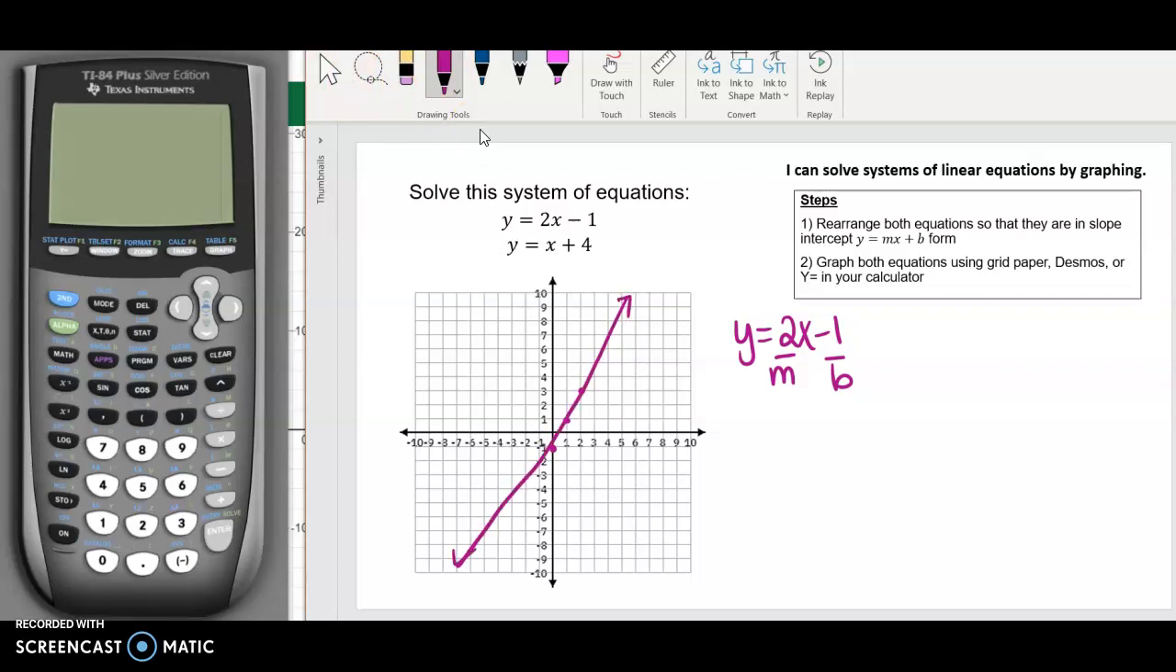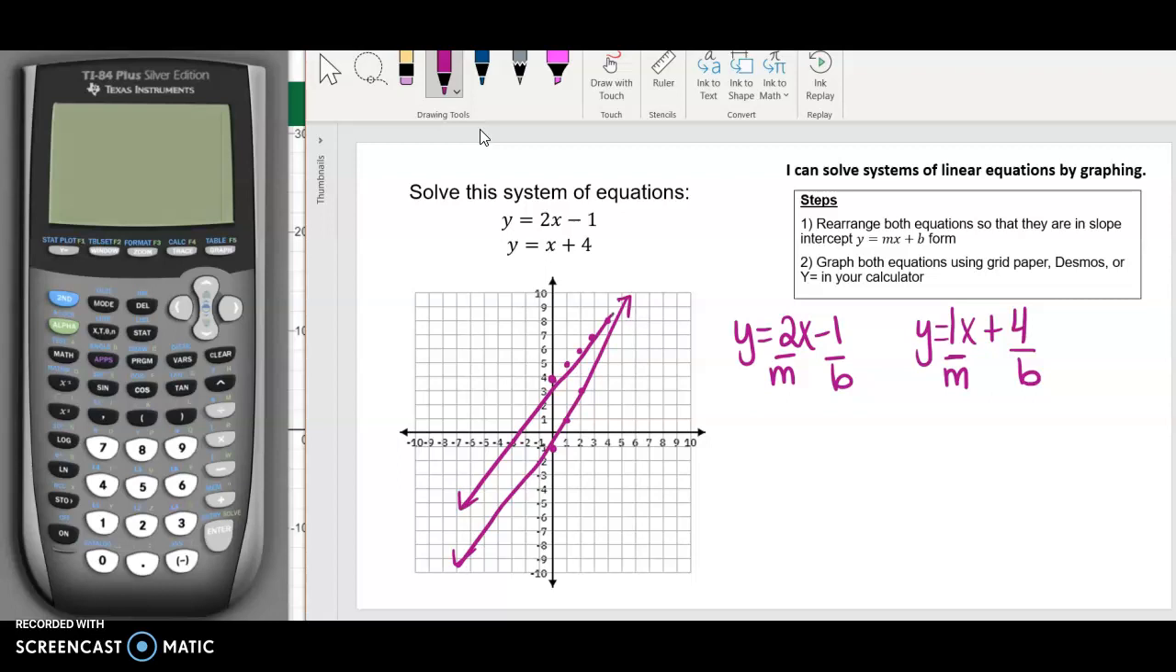Okay, and then I have y equals x plus 4. So when I graph y equals x plus 4, the number in front of x is going to be m. Remember, if there's no number there, that means there's a 1. 4 is the value of b. So if I graph this, I would say my y-intercept is 4, and then I go up 1 over 1 to find my next point. And then I'm going to connect these points to form the graph of my line.